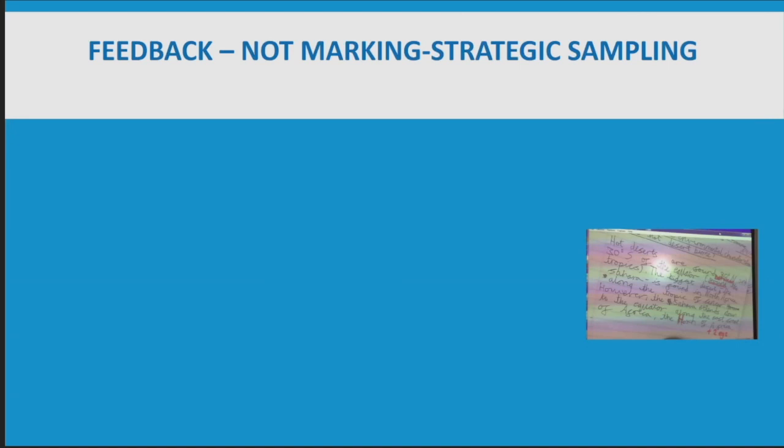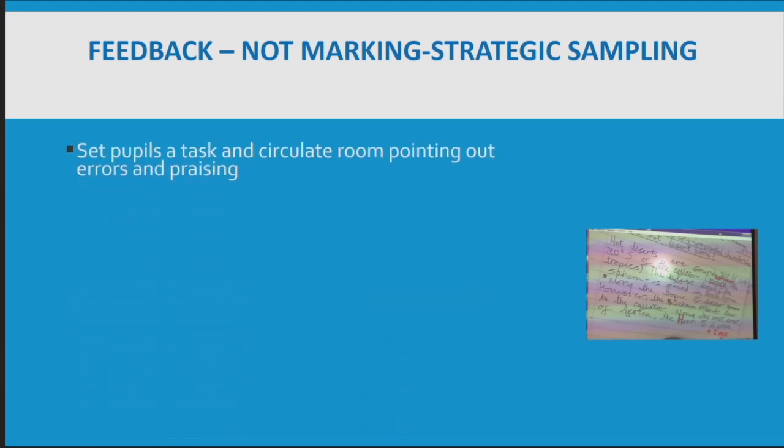Something else which I do within a lesson using a visualizer is strategic sampling. With this, again, it helped me to spot common mistakes and then to address those live within the lesson so that students weren't making those mistakes, and I was identifying those misconceptions early on.